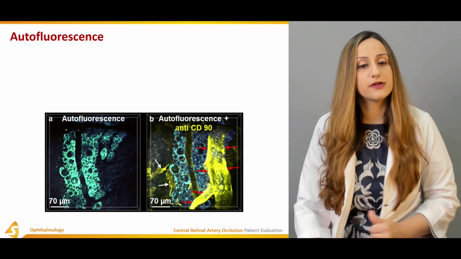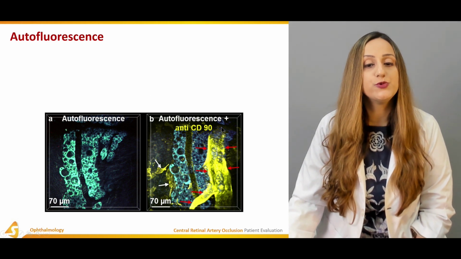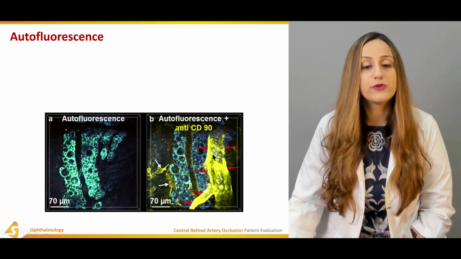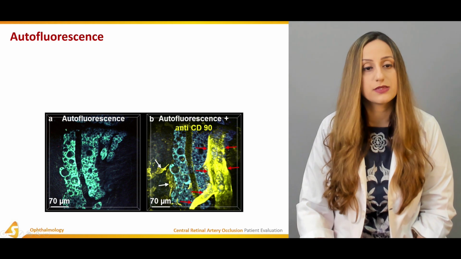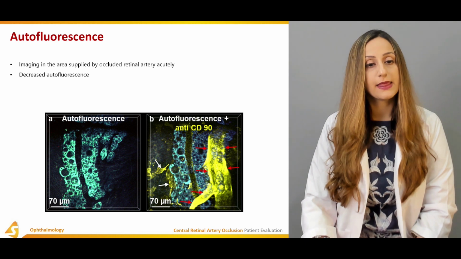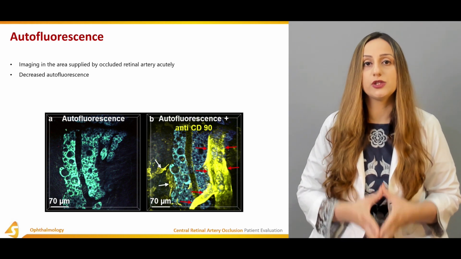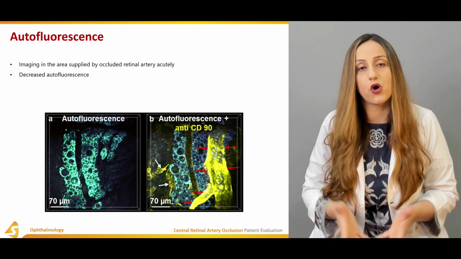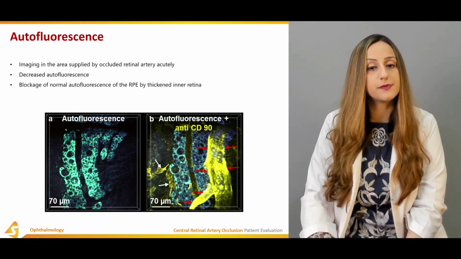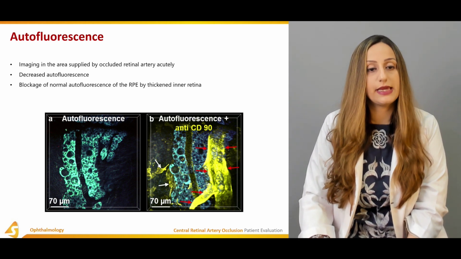And when autofluorescence is performed, the dye usually used is anti-CD90, which basically highlights the retinal artery or the ophthalmic artery in this case, imaging the area supplied by the occluded retinal artery acutely. Decreased autofluorescence is noted in any artery if it is occluded or partially or completely blocked due to the formation of a thrombus, with blockage of the normal autofluorescence of the RPE by a thickened inner retina observed in these cases.